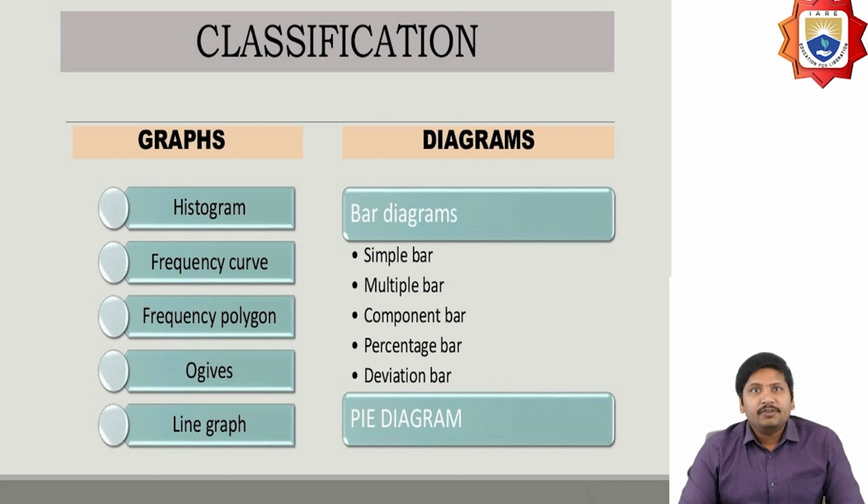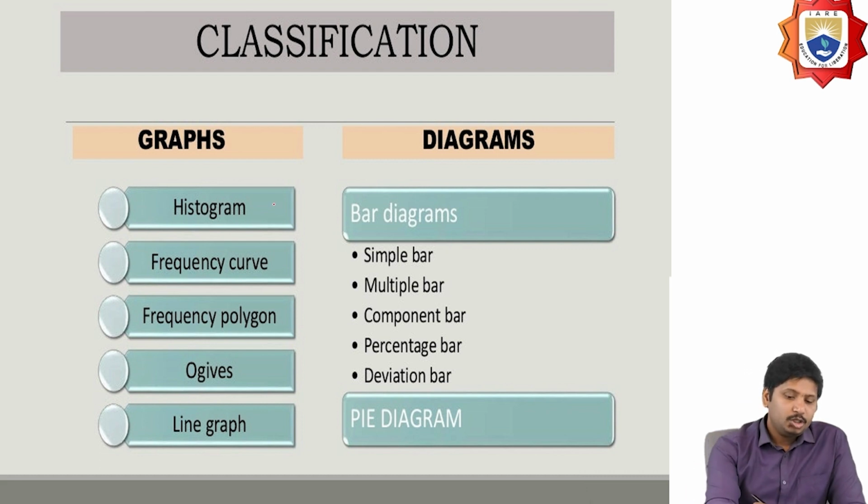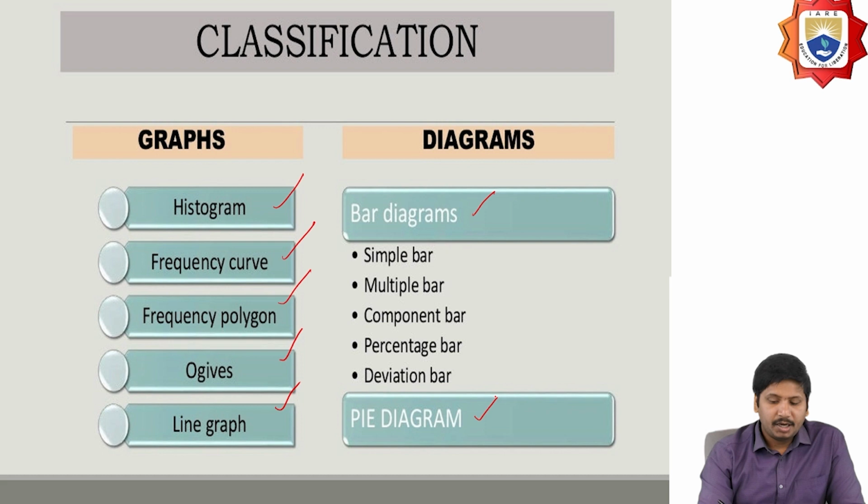So next, what are the different types of graphs we are going to have for presentation? Different types of diagrams and presentation. So histogram, frequency curve, frequency polygon, or line graphs. These are some of the graphs we have. And diagrams will be bar diagrams.